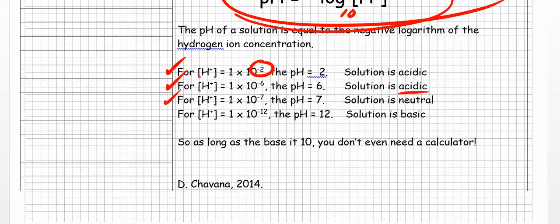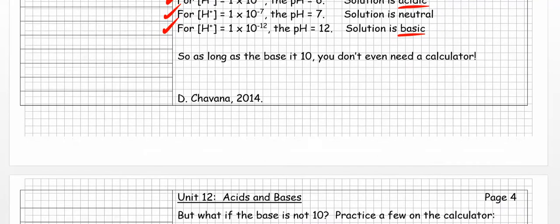And finally, if the hydrogen ion concentration is 1 times 10 to the minus 12, the pH is 12. The negative of the power is the pH. So the negative of negative 12, pH is 12. Now this time, though, we're talking about a basic solution because 12 is above 7. So again, as long as the base is 10, you don't need a calculator to do those types of problems. Just do them in your head.